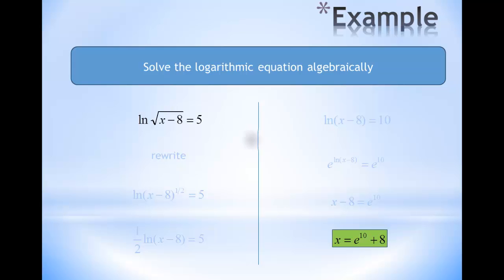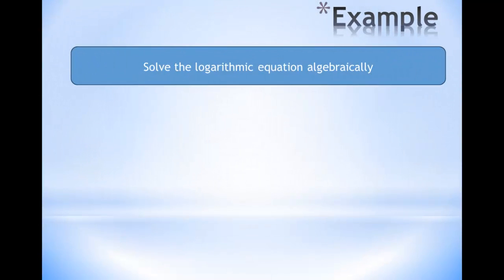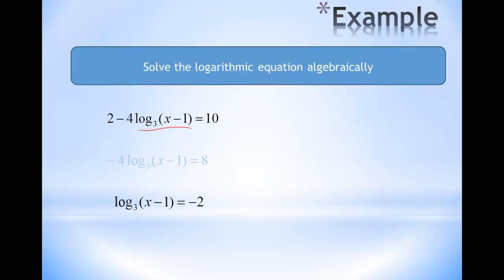Let's do another one here. A little bit different here. I got a bunch of things going on. But again, we want to isolate this term right here, and then we're going to get rid of this log base 3. Okay, so let's look at ways of doing that. Let's bring that 2 over. That's first. So I'm going to subtract 2 from both sides. Okay. Then we got to divide by -4, and I get -2 on this side.